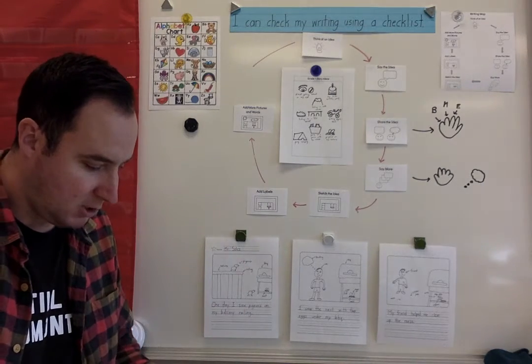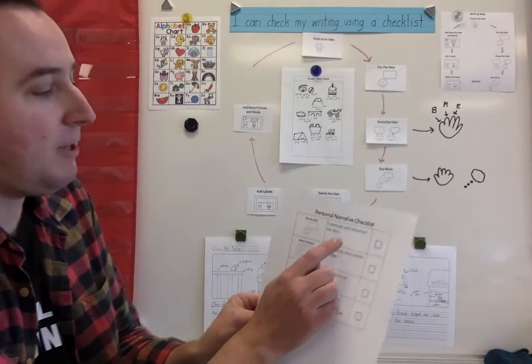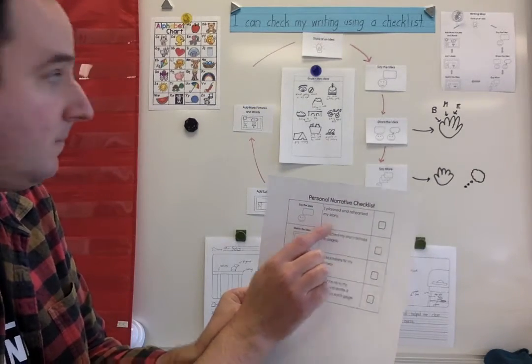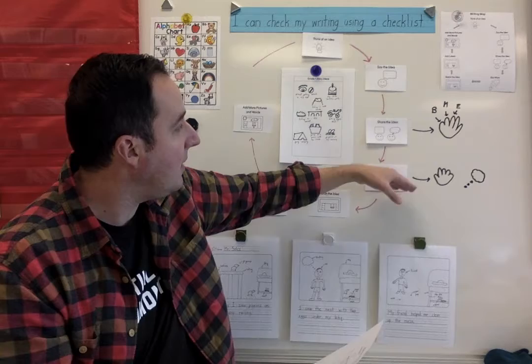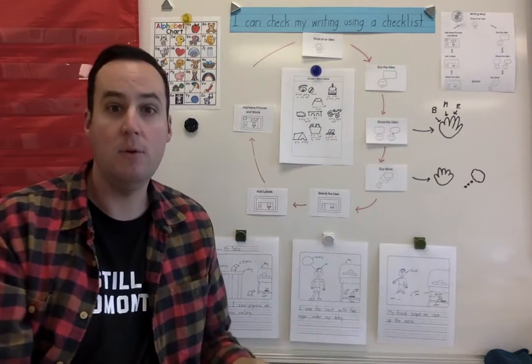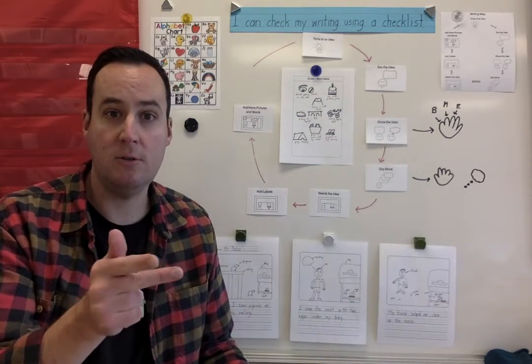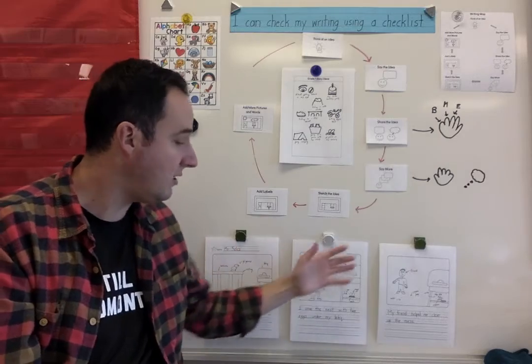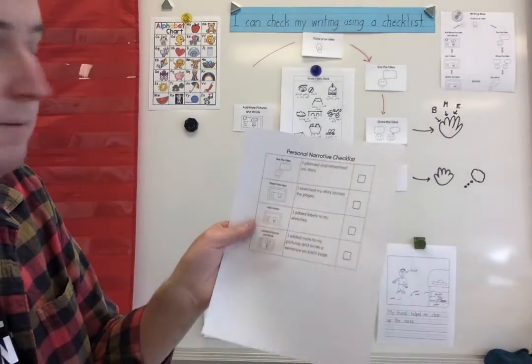So the first thing on our checklist says, I plan and rehearsed my story. So that's this part of the writing process. So if you told your story across your fingers, if you touch and told it across the pages, you would just go ahead and give yourself a check mark.